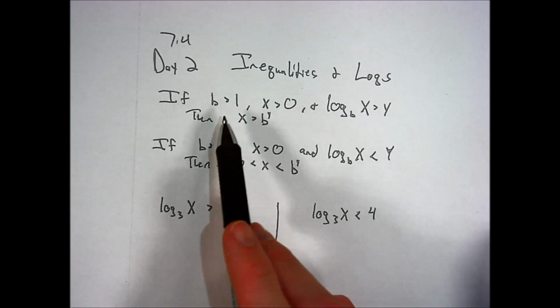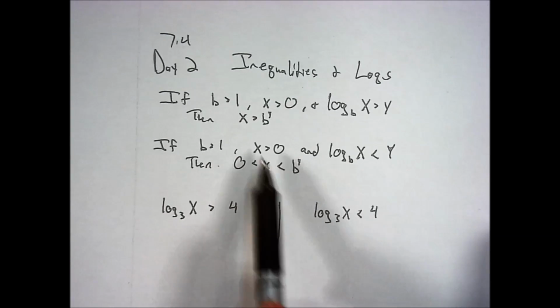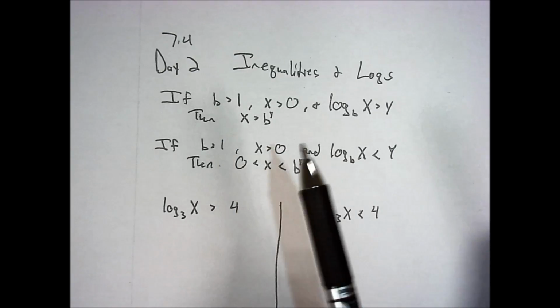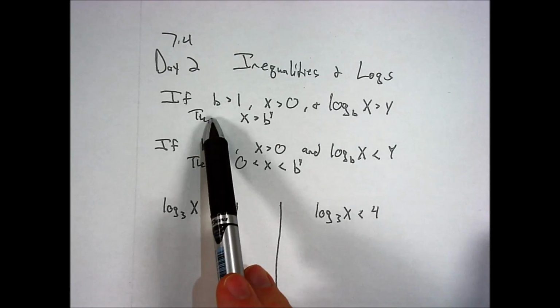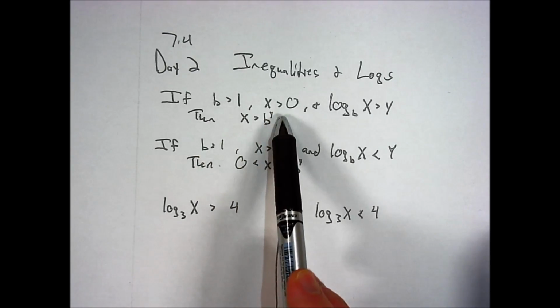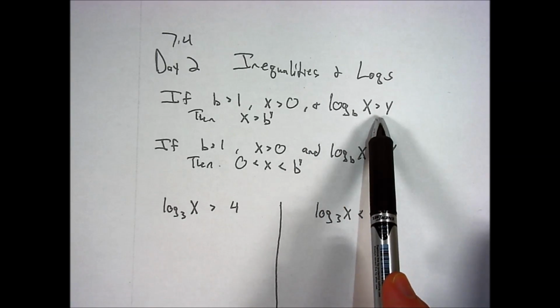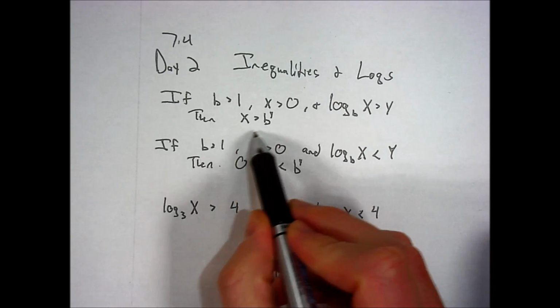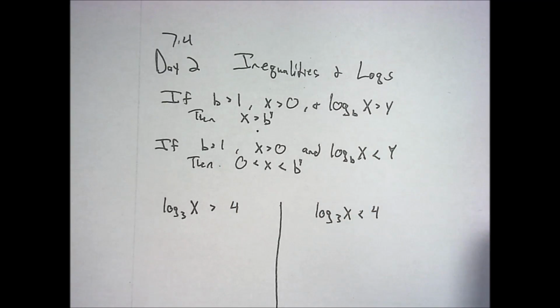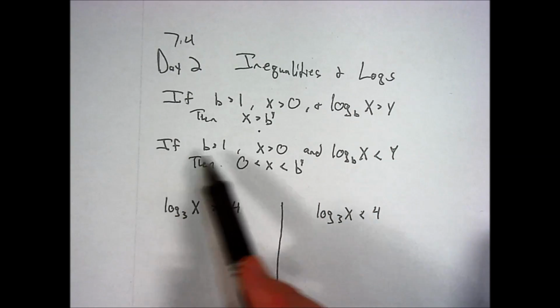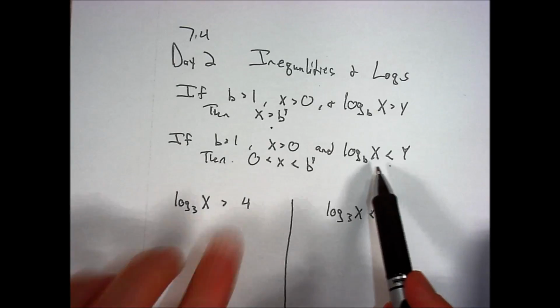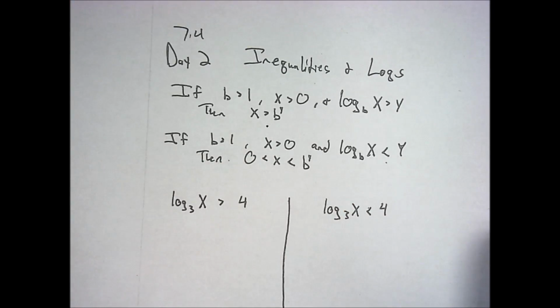Okay? So our first type of problem, they give us some rules to follow. So if b is greater than 1 and x is greater than 0, and I have a log base b of x greater than y, then I can just do this shortcut. X is greater than b to the y. Same thing here, but if it's a less than, then I'm going to have x is less than b to the y.